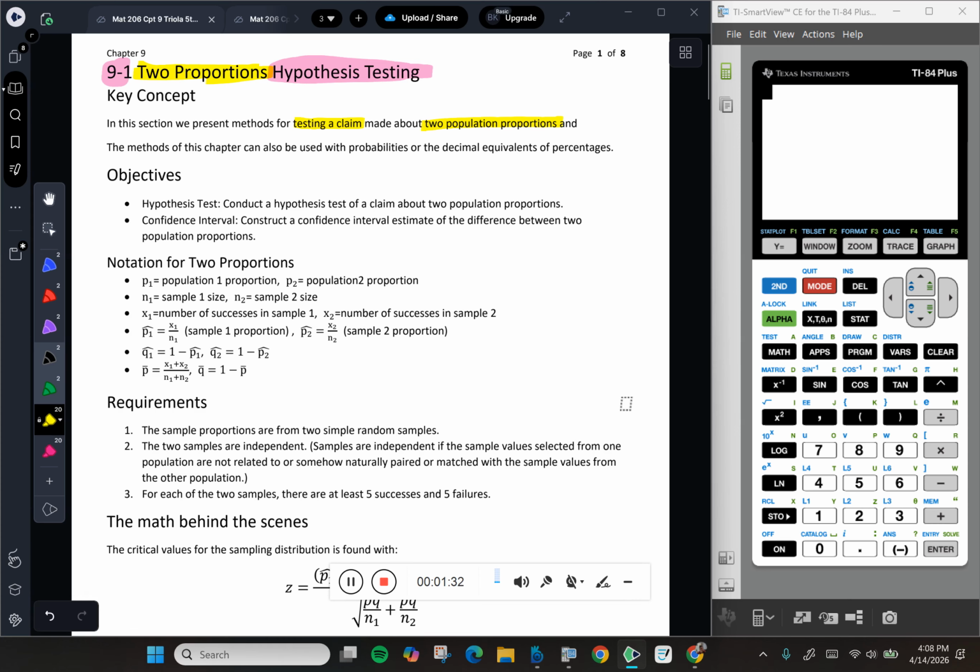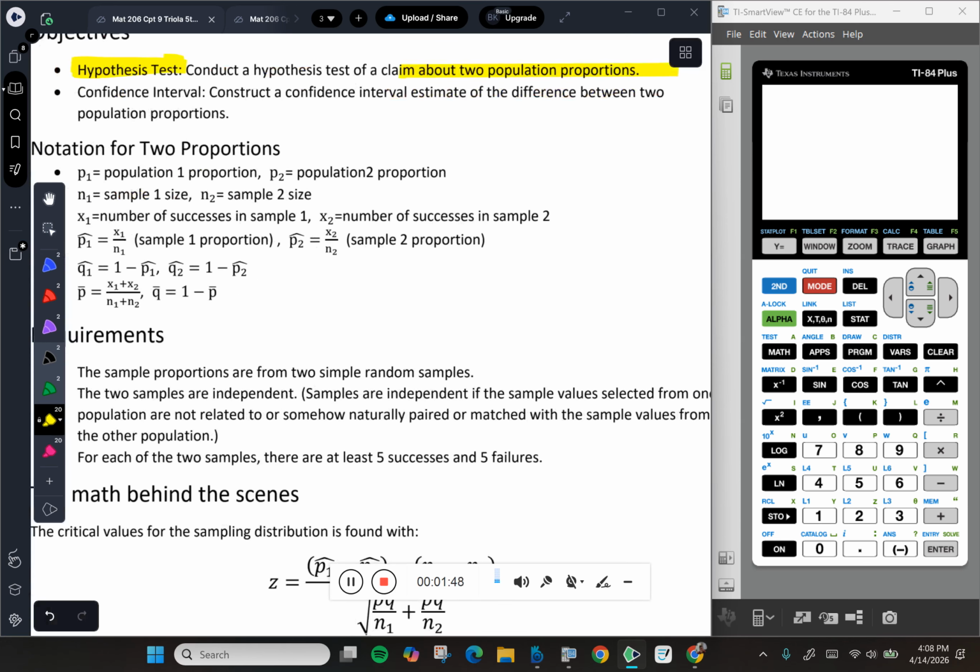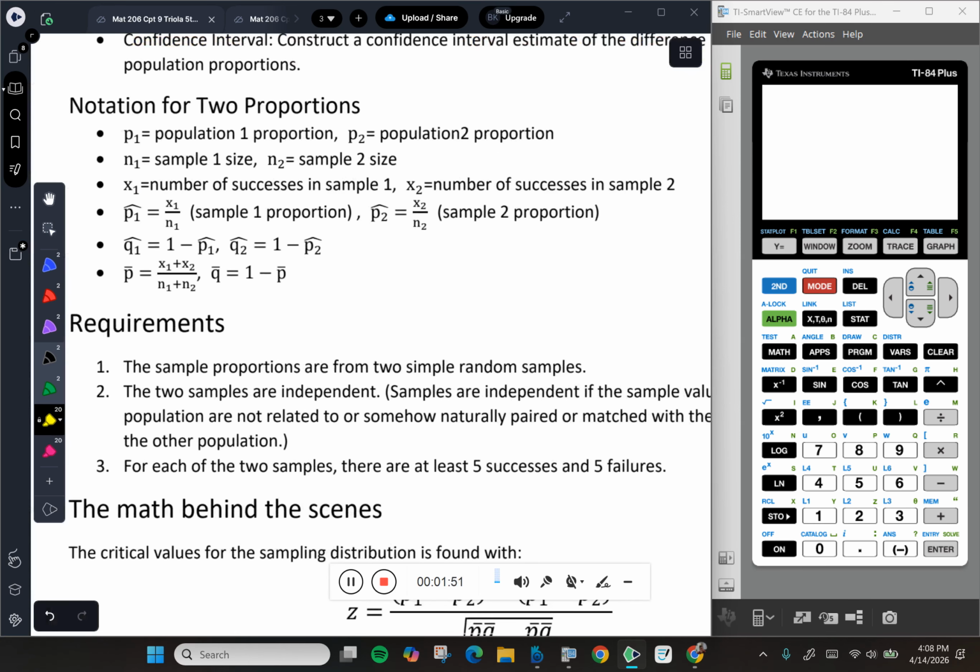When we're talking about probabilities or decimals or percents, all of that's going to fall into the idea of proportions, right? So we're going to run a hypothesis test about two population proportions. Because of that, we're going to have all sorts of crazy notation floating around, right? There are two populations, population 1 and population 2. Okay? Everything about population 1 gets a subscript 1. Everything about population 2 gets a subscript 2.